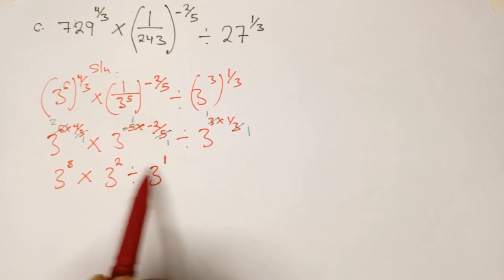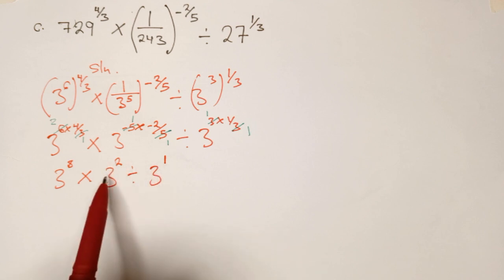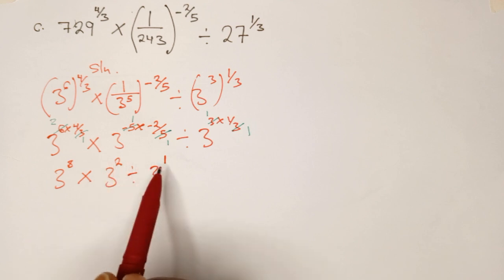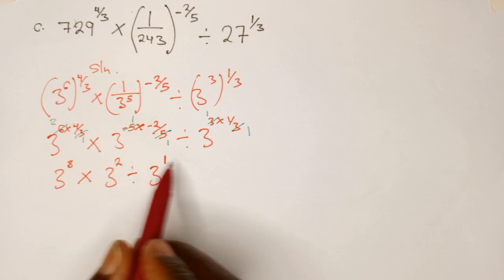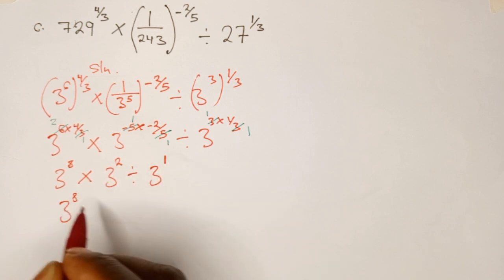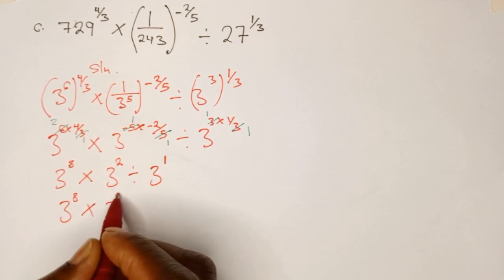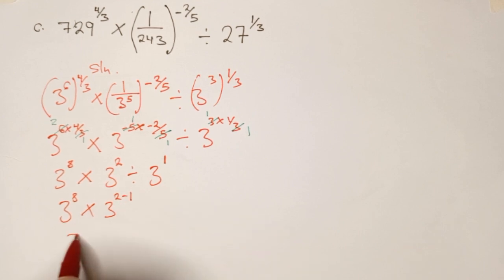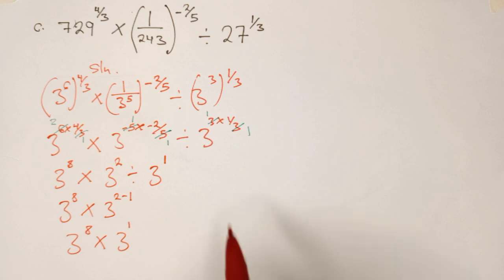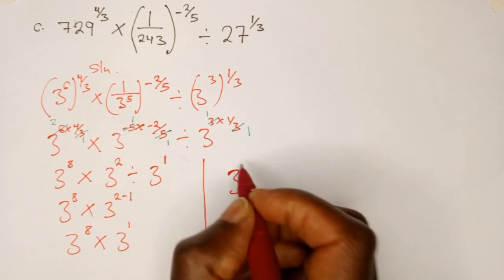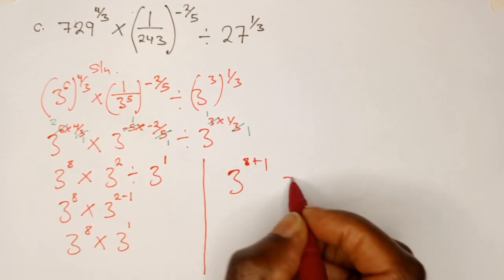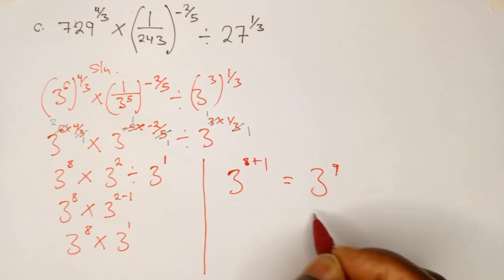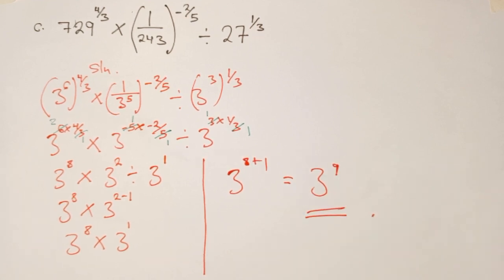Then we can start with this one. The base is the same, so we can use the division law, minus the powers. So this will be 3 raised to 8 times 3 raised to 2 minus 1, so 3 raised to 8 times 3 raised to 1. If you continue, we now use the multiplication law, we add the powers. This will be 3 raised to 8 plus 1. So finally we'll have 3 raised to 9 as your answer.